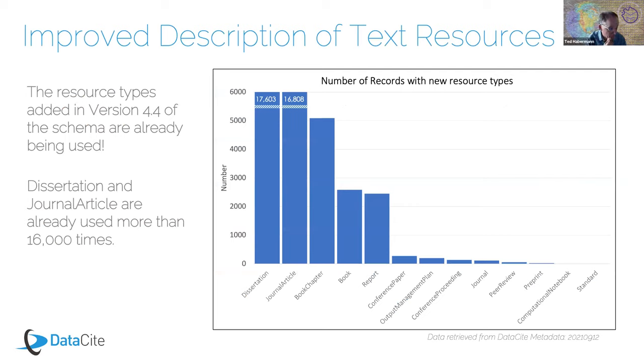The metadata working group is excited to see that the types that were introduced just in March, essentially 6 months ago, are already being used quite a bit. Dissertation and journal article are already used more than 16,000 times each. Notice that the scale on this only goes up to 6,000. If I showed the full scale for everything, it would be going out of the top of our monitor somewhere. And actually, dissertation and journal article are, I think, in the top 12 already in just 6 months in terms of resource types being used in DataCite.